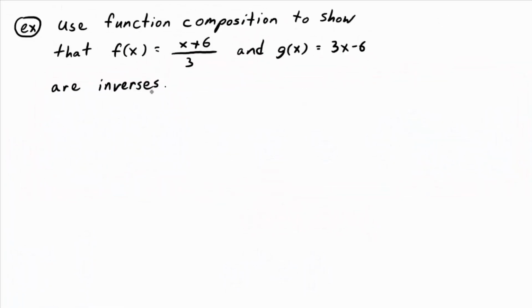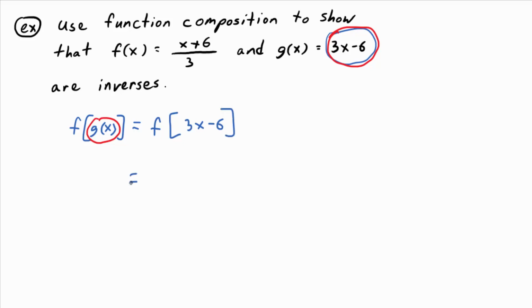So we have f, we have g. We're going to take f of g of x, and we're going to show that we get x. I'm not going to try and fool you. If I tell you to show that they're inverses, they're going to be inverses. So think about it. Work from the inside out. What could I replace g of x with? This is g of x, so I'm going to replace g of x with its output formula. So we get f of g of x is the same as f of 3x minus 6.